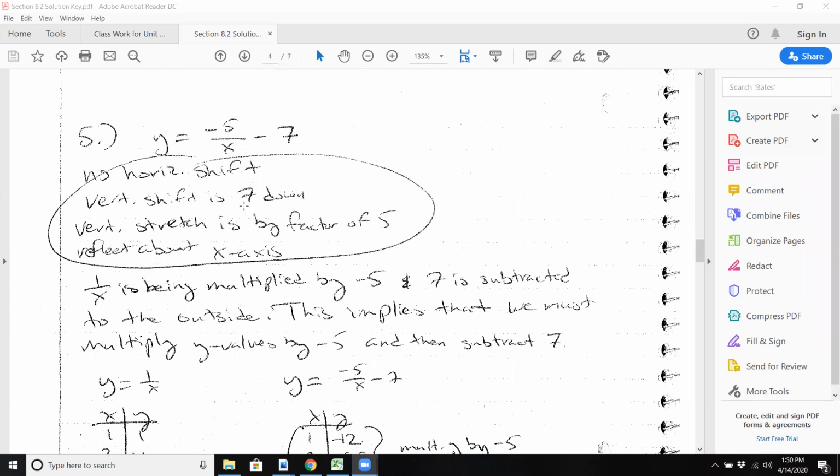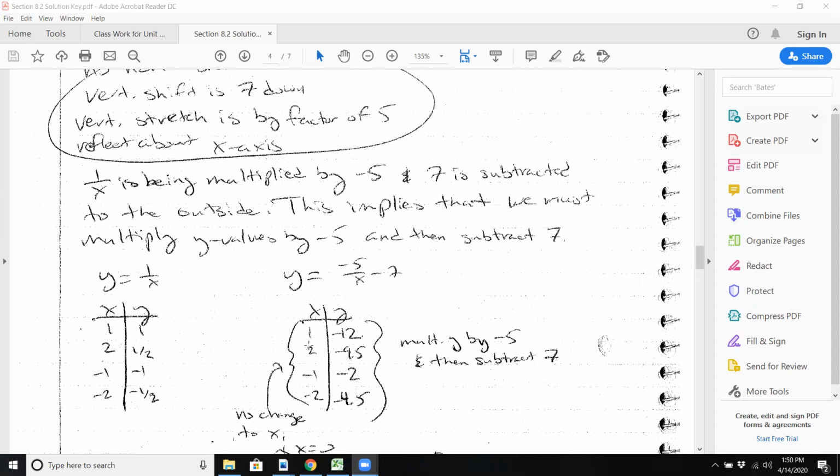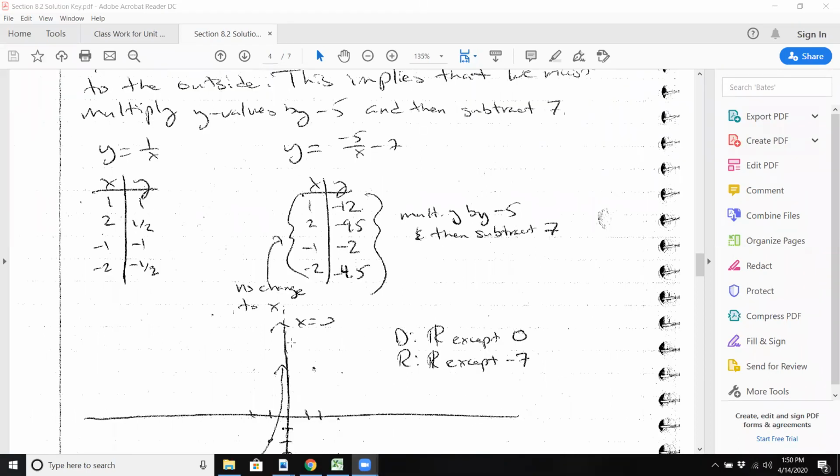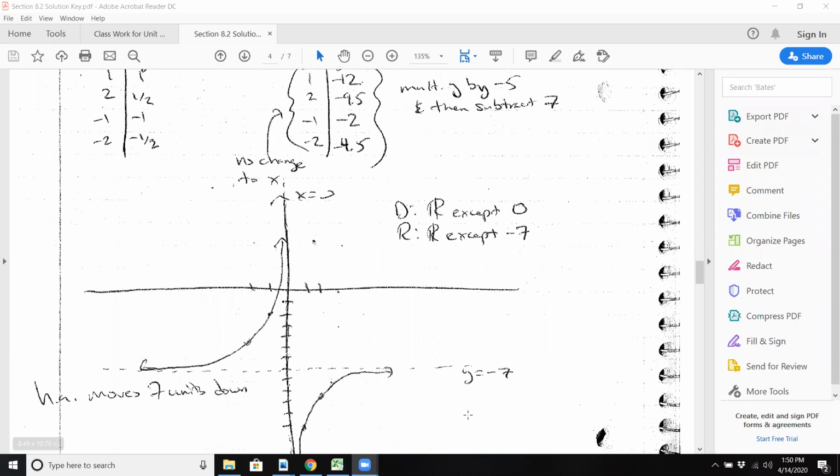And here h is 0, so you're going to go 1, 2, -1, -2, and then just get the y values and plug into the original equation. Domain's going to be all real except 0 because you can't divide by 0. Range is all real except -7 because your k is -7. So you have a horizontal asymptote y equals -7, vertical asymptote x equals 0. Plot your points. There you go. So any questions about how those turn out?